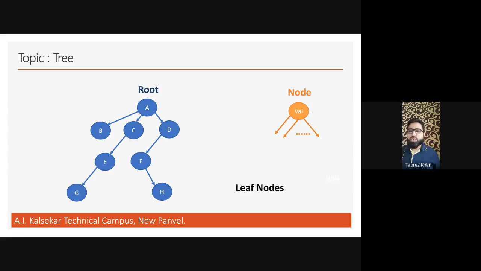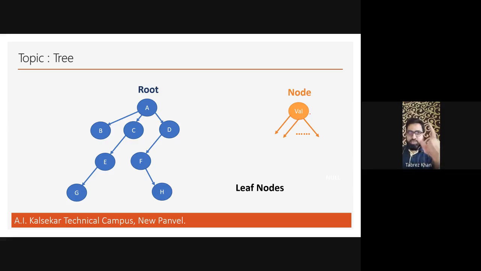So what are the leaf nodes? Leaf nodes are the nodes in a tree which do not have any child. So they are the terminal nodes. They are also called terminal nodes, because they terminate. They do not have any node further down to them. That's why they are called leaf nodes.